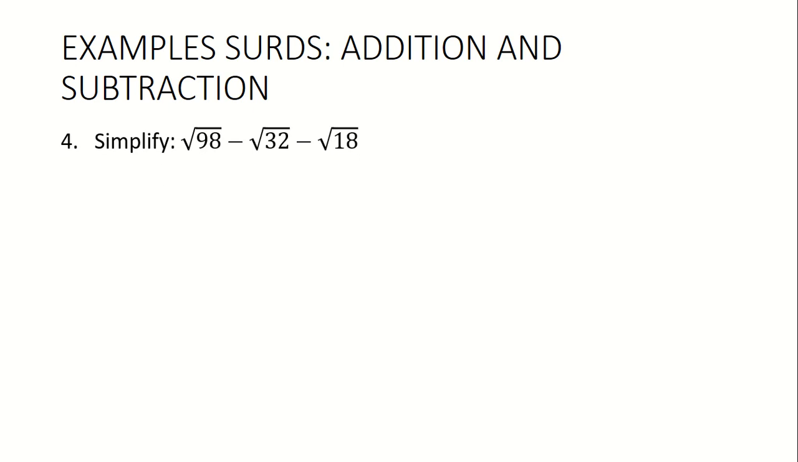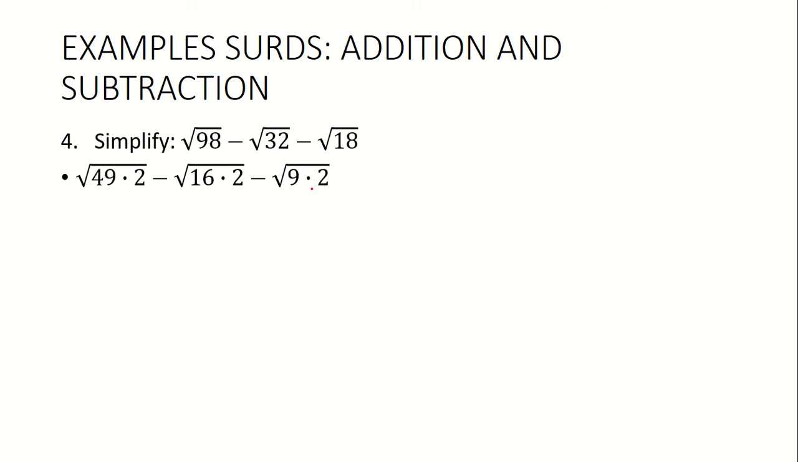Let's check what we have here. A perfect square for 98 and another factor, a perfect square for 32 and another factor, and a perfect square for 18 and another factor. A perfect square for 98 will be 49, and I'll multiply it by 2. A perfect square for 32 will be 16 multiplied by 2. A perfect square for 18 will be 9 multiplied by 2.